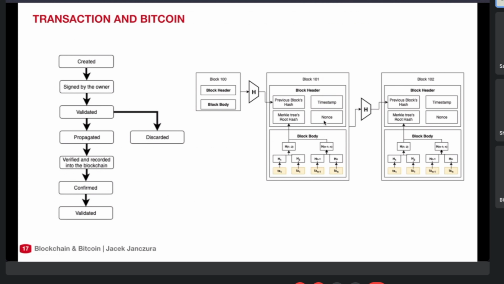Whoever finds the number sends this block around the whole network to all participants, to all other peers, and all other peers are checking if this block with this number gives us 19 zeros at the beginning of the hash. If it does, it's super fast because it's just one hash, then this block is correct. Then they check the transactions.